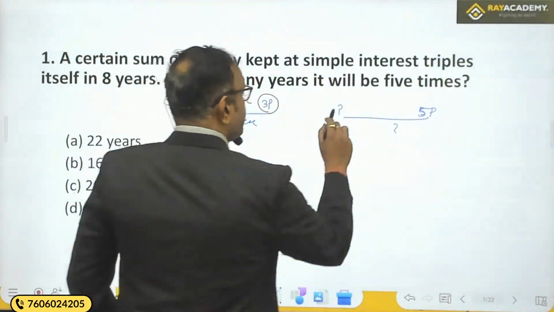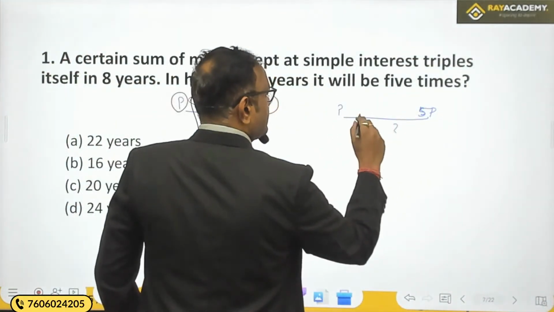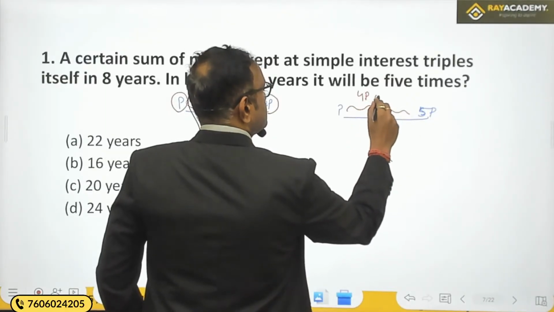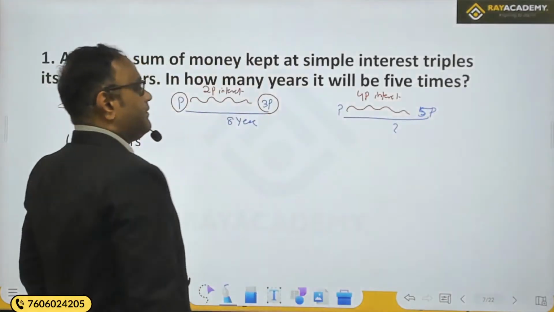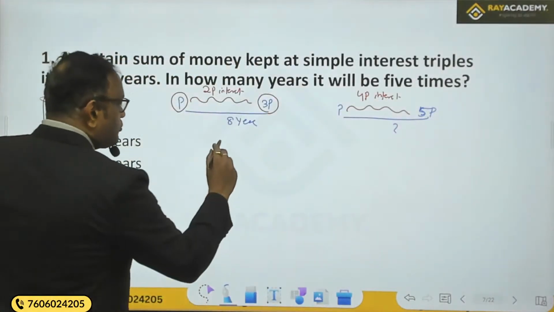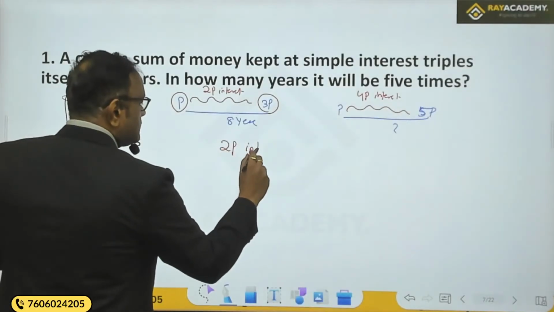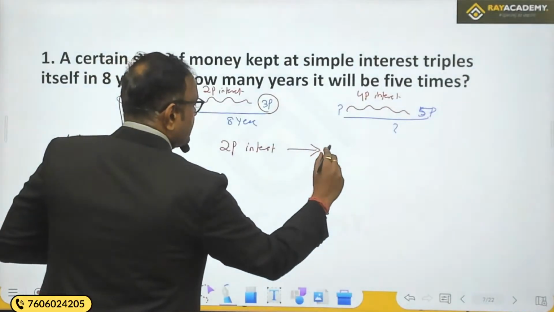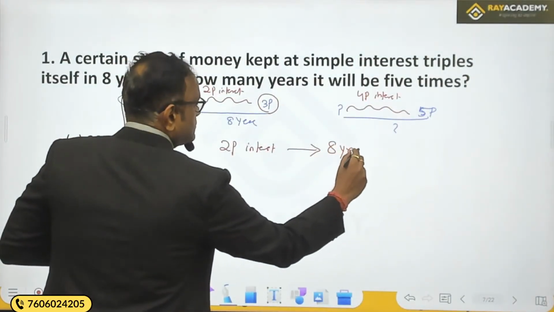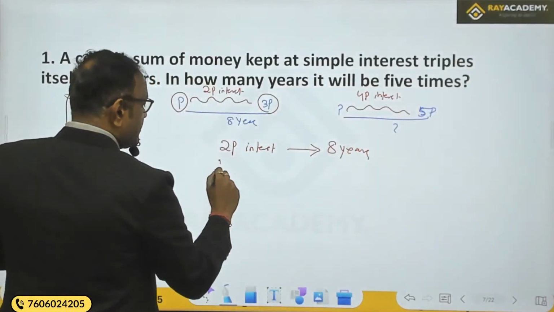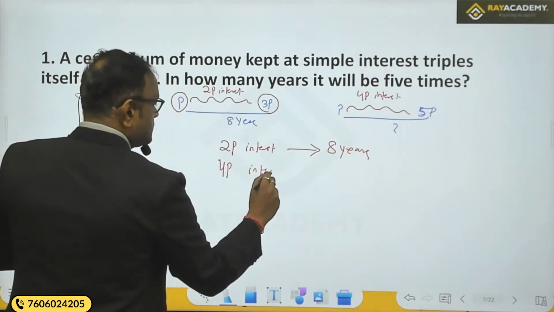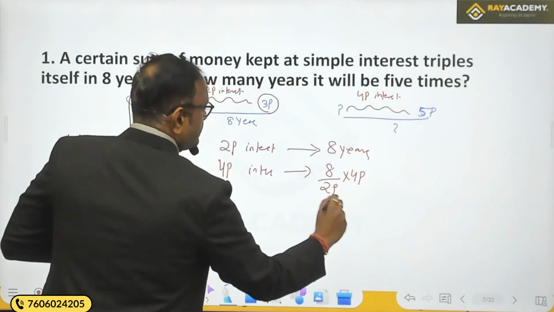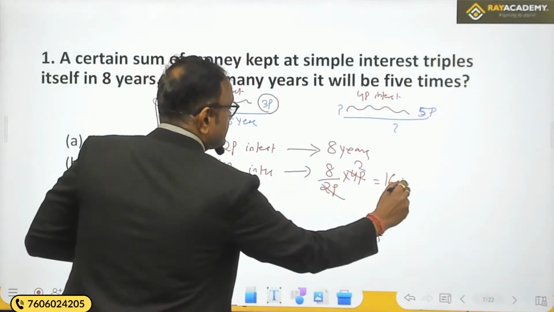Okay. Now, P was your principal, 5P is your total amount. So here how much interest do you need? 4P interest. Okay. Now it becomes a unitary method. To generate 2P interest, how many years does it take? 8 years. To generate 4P interest, how many years will it take? 8 by 2P into 4P. So if you do this calculation, that is 16. So that is 16 years.